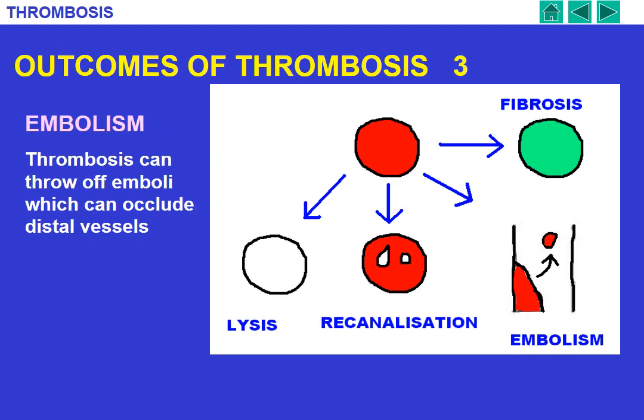A further possible outcome in thrombosis is embolism. This is shown on the lower right of the diagram, and you can see a small piece of thrombus breaking off and embolizing to occlude distal vessels.